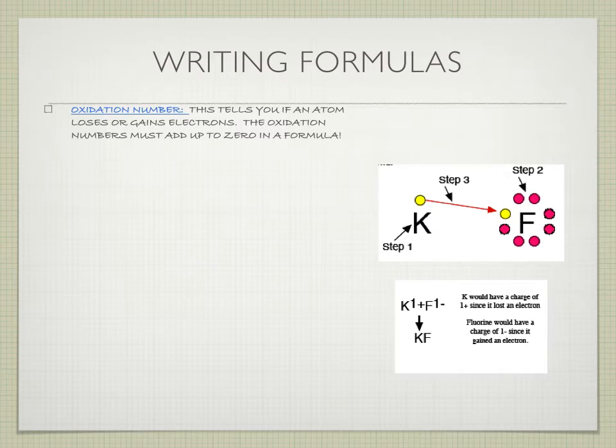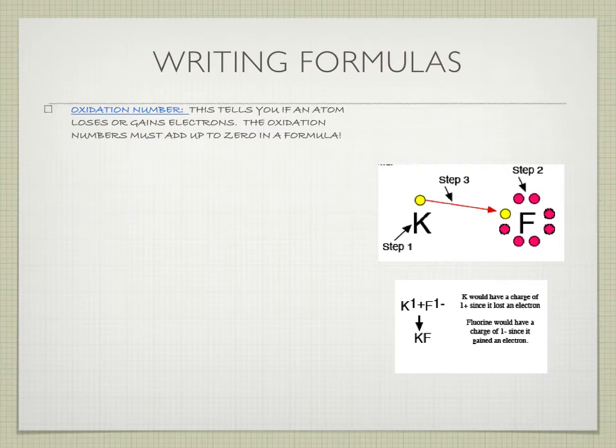So the oxidation numbers must add up to 0 in a formula. So I was saying in the slide before that sodium has a positive 1, and chlorine has a negative 1. So they tend to bond together. That tells me if they lose or gain electrons. So sodium has a positive 1, chlorine has a negative 1 because they're gaining an electron. So that's their oxidation number.